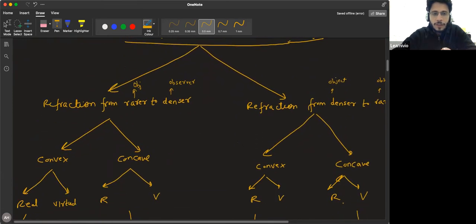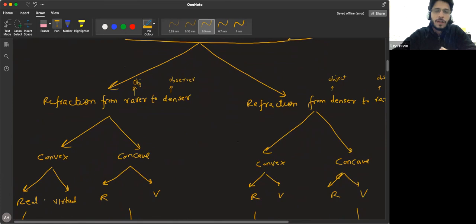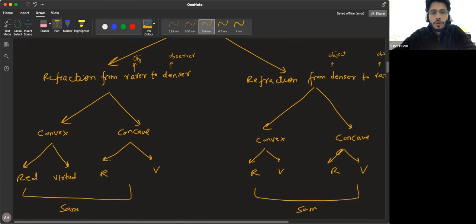Now, this refraction from a convex surface can be further divided into two parts. You have a convex surface, you can have a real image, or you can have a virtual image. Similarly, for a concave surface, you can have a real image or you can have a virtual image. Similarly here, you can have a real, virtual, real, virtual. So if you count totally, you have 8 cases.